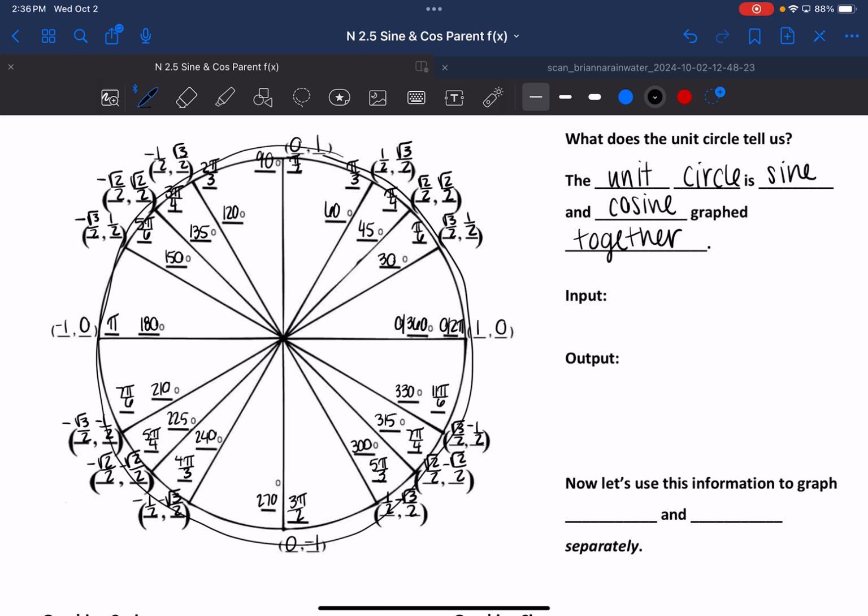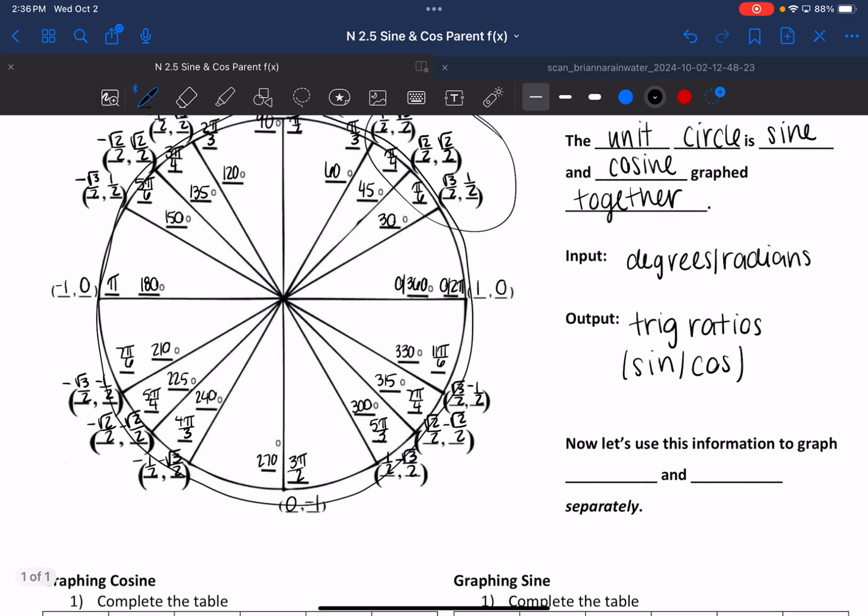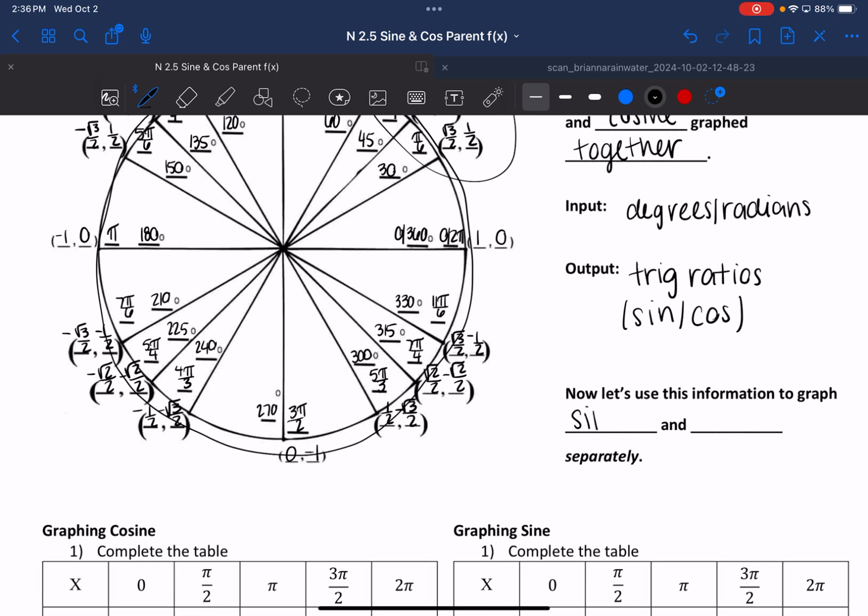So your input is your degrees or radians. And then your output are these things out here, right? Your trig ratios. And specifically the ones on the unit circle that we have here are sine and cosine, right? So we know that this is what it looks like when we have them together, when we've got cosine and sine together. Now we're going to look at graphing the sine and cosine graphs separately.